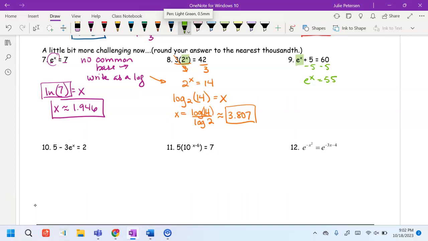Again, we don't have a common base between e and 55, so we're going to rewrite it as a logarithm. So base e means we're going to go ahead and write natural log of 55 equals x. And then it's calculator time. So go check in your calculator, type in natural log of 55, and let's make sure we round it to 3 decimal places. And once you do that, you should get 4.007.